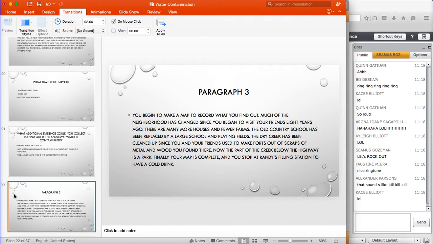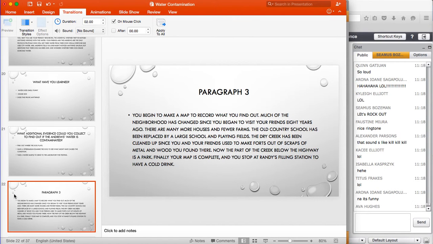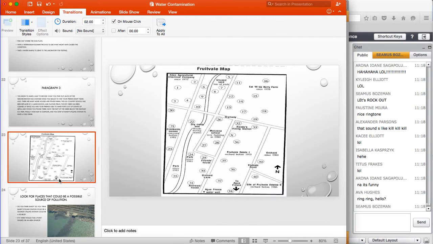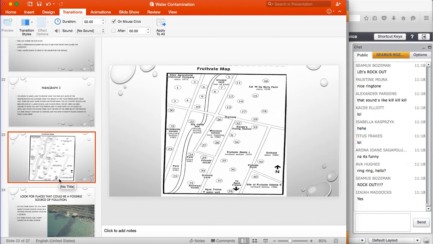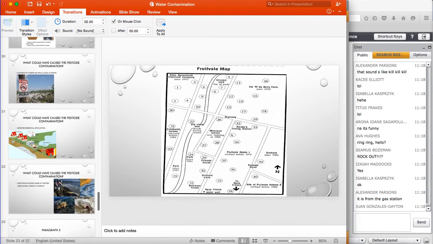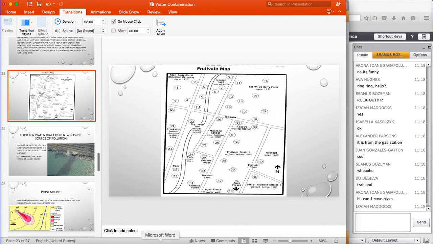So, now part of the creek below the highway is a park. Finally, your map is complete, and you stop at Randy's filling station to have a cold drink. Let me show you the map of Fruitvale. Here's the map. It's kind of a hard map to see. I wonder if I have a better map. Let me see.